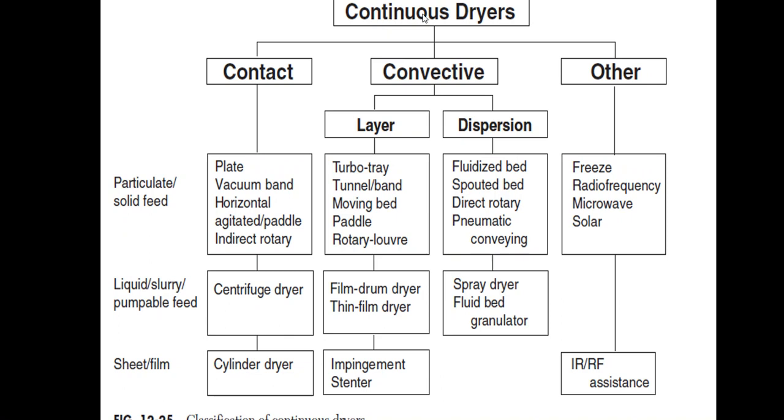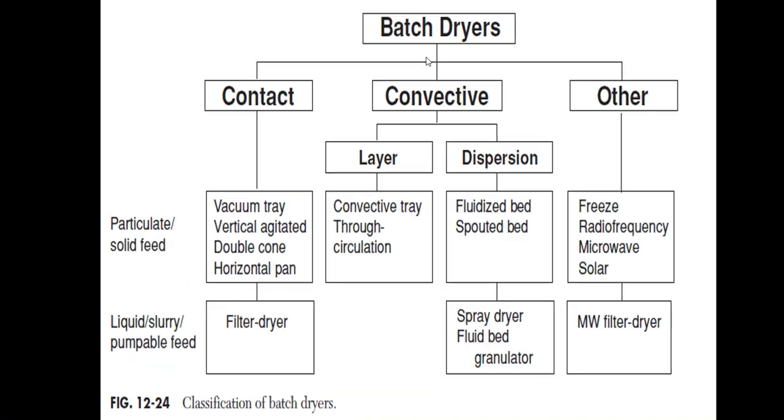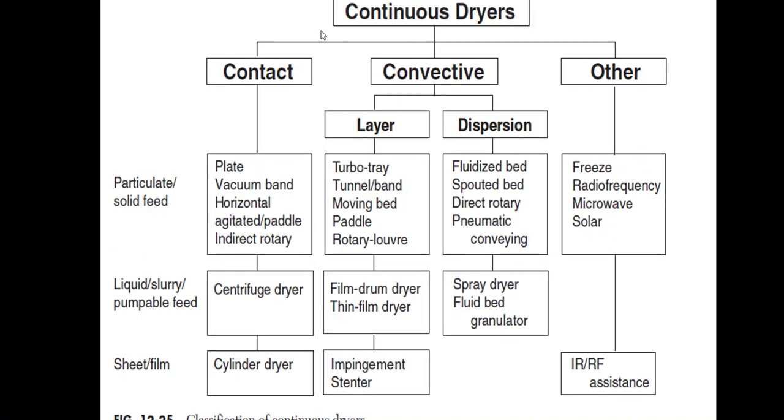So the clustering is in terms of operation. This one is continuous, the other one is batch. And again, the two clusters are divided by what type of heat transfer is being used. Contact is conductive, convective is in the middle, and for other types you have the third column. And then they are further classified in terms of the type of feed that that particular dryer is going to process.